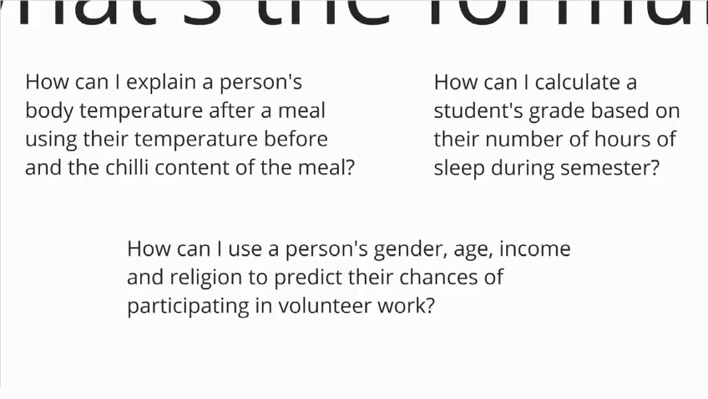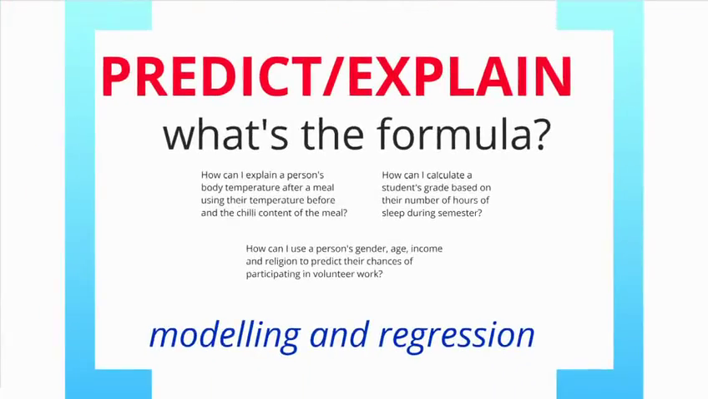How can I use a person's gender, age, income and religion to predict their chances of participating in volunteer work? You know, if I get all that information, I can look it up in a table and go, your chances are 20%. Okay, that's what predicting and explaining is about. And most research is about that. You want to say, well, if I do this to a person, they will get better. Or whatever happens to them. Possibly, if this person chooses to make these life choices, then they have this percentage chance of developing heart disease. These are the sorts of things that most research is actually about.